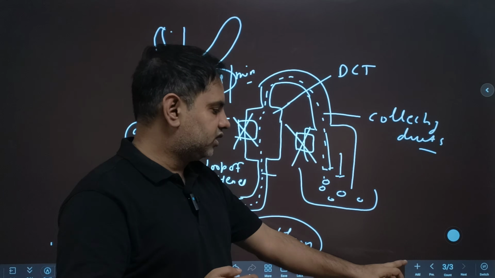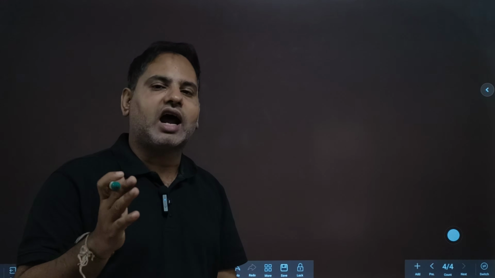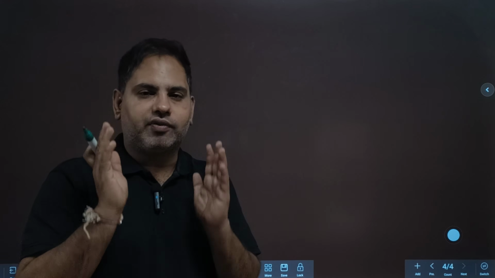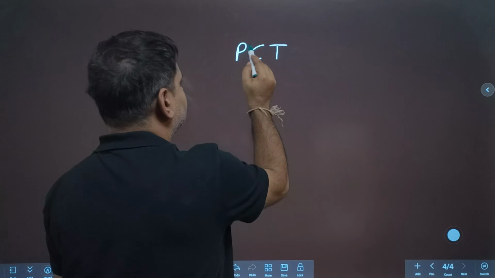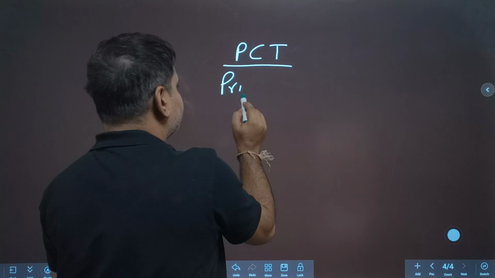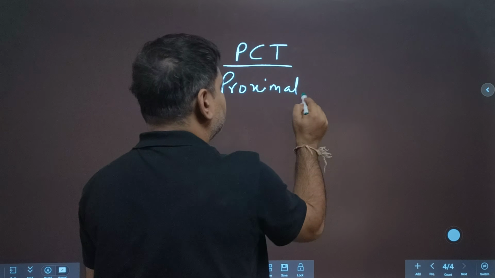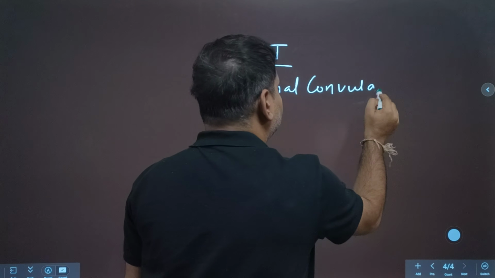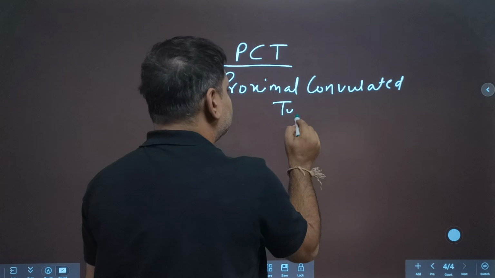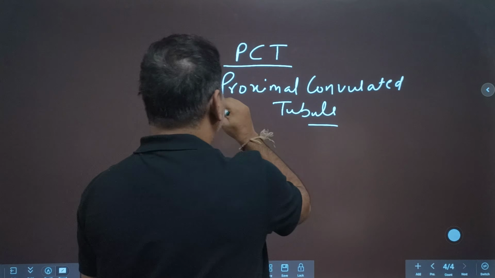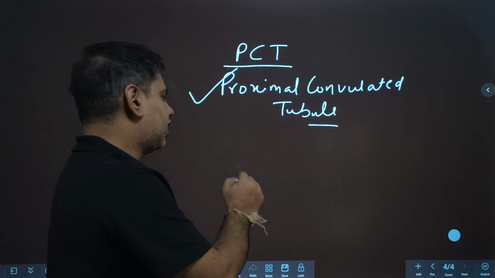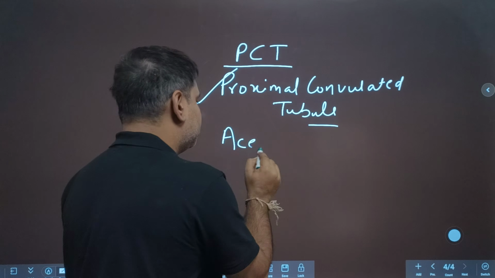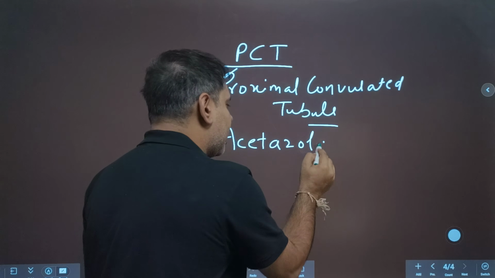One by one we are going to discuss how it happens. First, we are going to discuss the drugs acting on the first part of the nephron, the PCT, the proximal convoluted tubule. The well-known drug acting on the proximal convoluted tubule is acetazolamide.